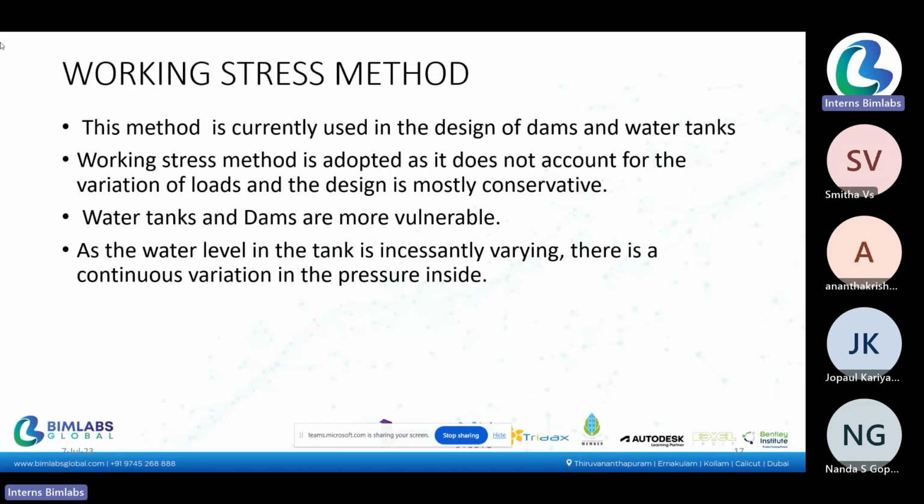These dams and water structures are very important, and they should be built for a lifetime. For that, the limit state method is not useful, so for that reason we use the working stress method. So if anyone asks you whether the working stress method is still used, you can say yes, it is still used for water tanks and dams. I hope you understand.